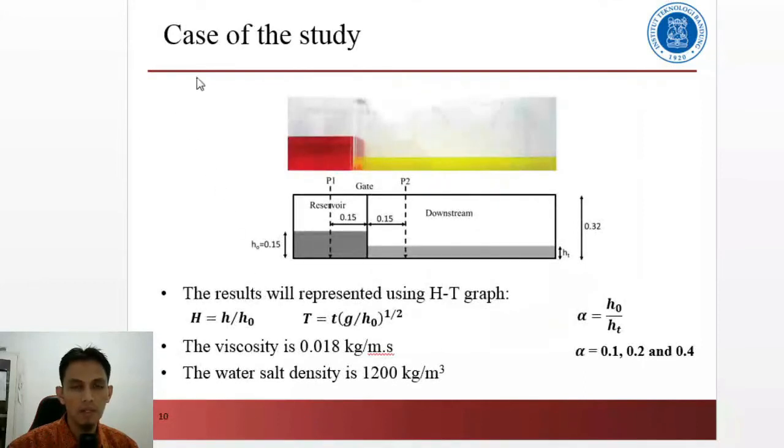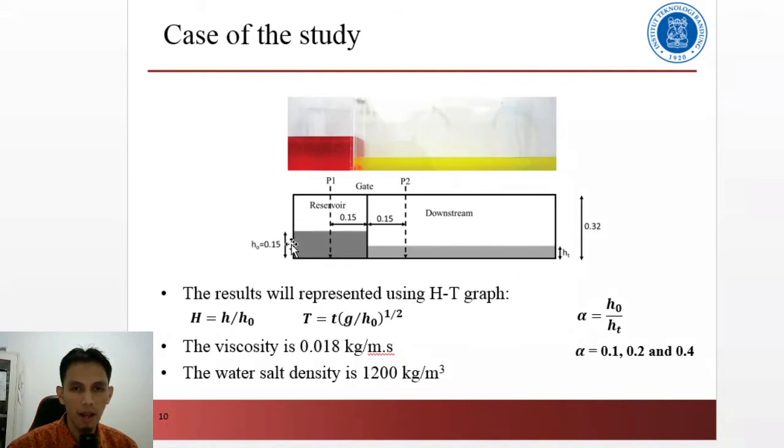And this is the case of the study. This figure from the reference shows the red color of the reservoir fluid and the yellow color of the downstream fluid. They are the same material, salt water, even though in different colors, just to show the difference between the reservoir and the downstream. And this is the schematic figure.